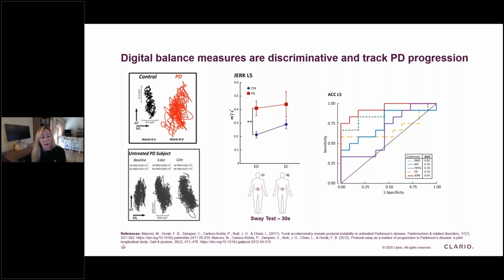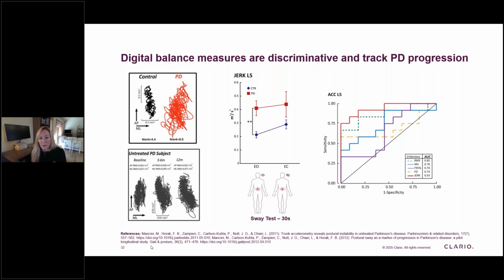In the lower left-hand figure, this is an untreated PD subject, and this demonstrates how the progression of the balance impairment occurs over time in just 1 year. You can see that visually, that sway area is increasing over that time. And it's been tested whether eyes open or eyes closed is the best discriminator in Parkinson's disease. In this case, eyes open is showing a greater difference between controls and Parkinson's disease.